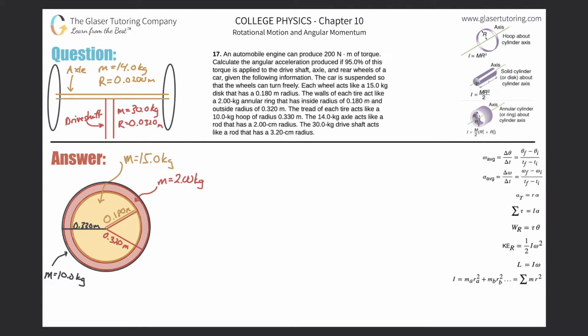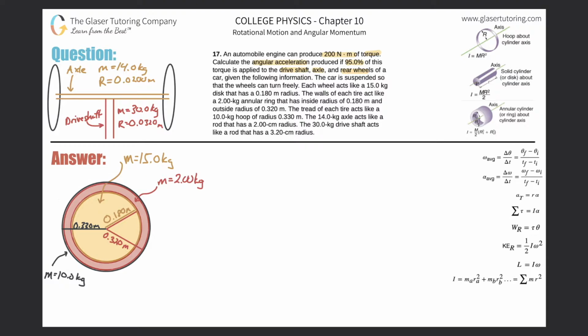Number 17. An automobile engine can produce 200 Newton meters of torque. Calculate the angular acceleration produced if 95% of this torque is applied to the drive shaft, axle, and rear wheels of a car, given the following information. All right, so first thing before I continue reading, here's one wheel.